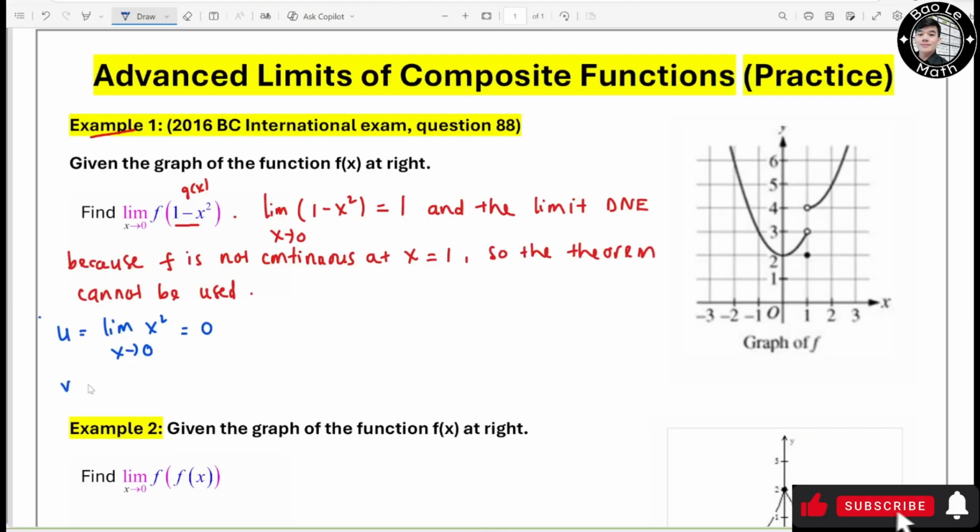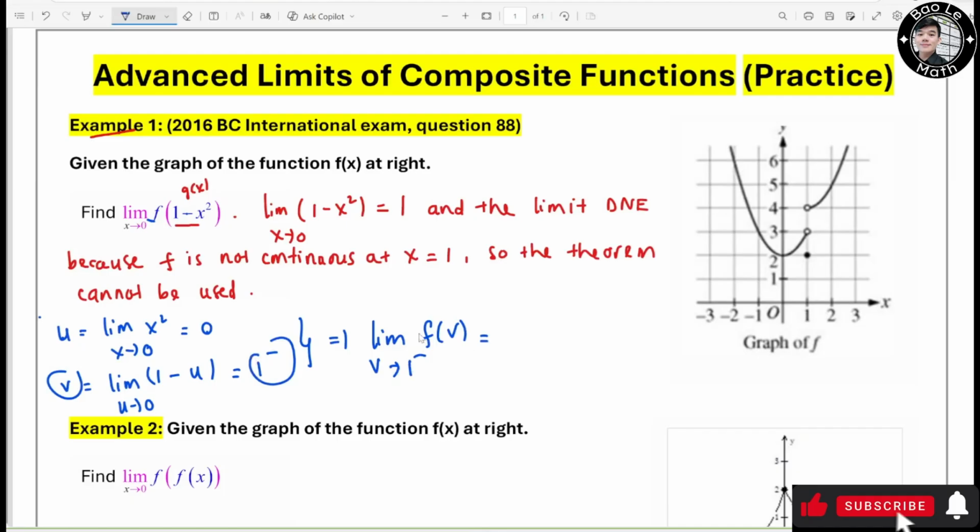Now I'm going to let v equal the limit of 1 minus u when u approaches 0. U equals 0 right here. When you subtract anything from 1, it's always less than 1, so it's going to be 1 minus, right? So then you can conclude that the limit of, now we have the function f right here, and the whole thing right here is actually v, f of v when v approaches 1 minus, right?